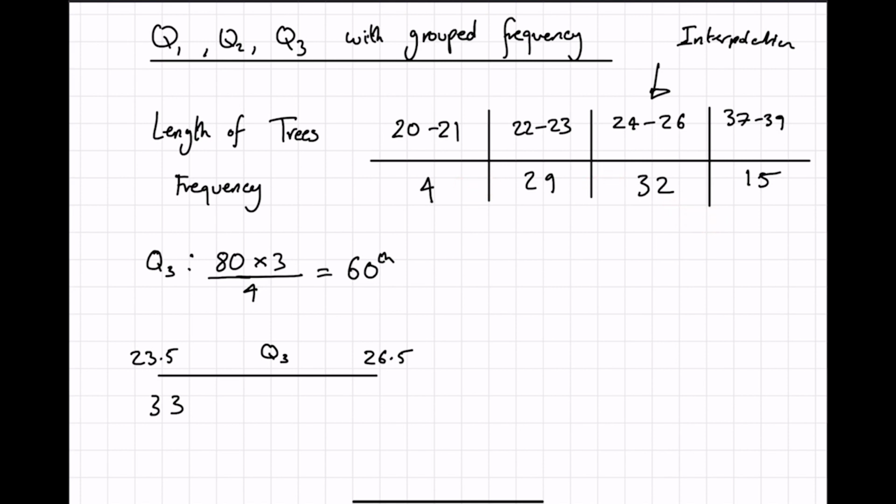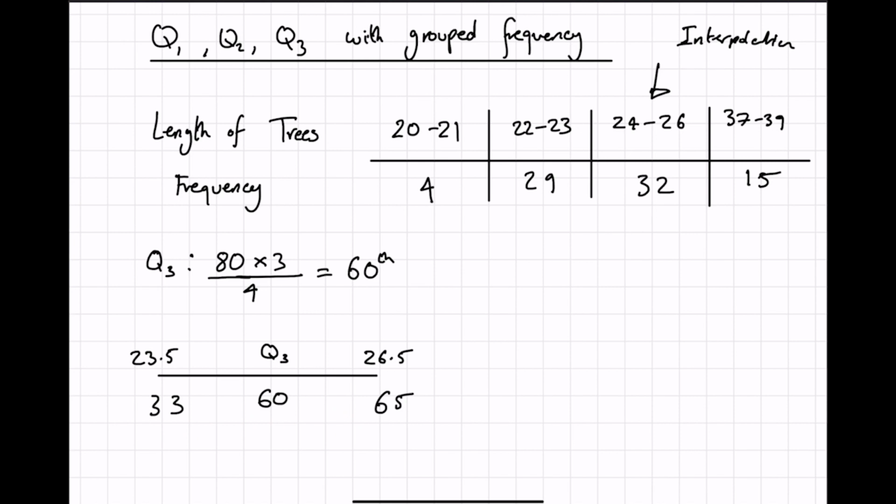So that's 33 plus 32, which would give us 65. So this would be 65. And also we know that our quartile 3 is the 60th one. Even though I've drawn it like this, it's a lot closer to here than it is to here, but you can just put it in the middle for now.